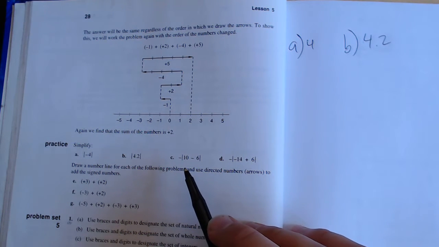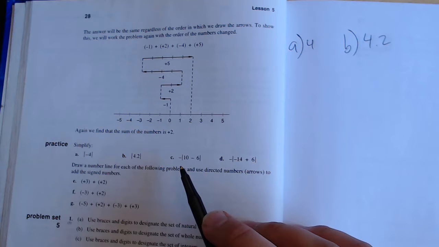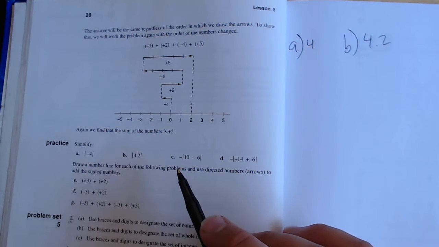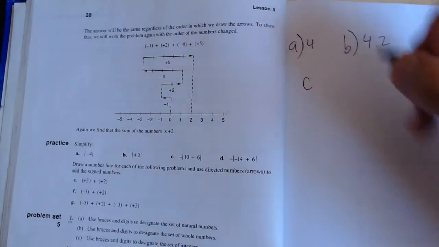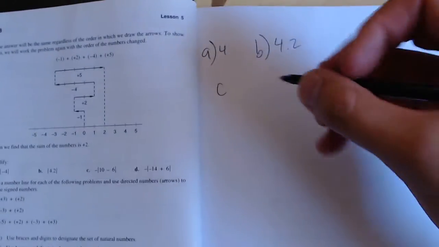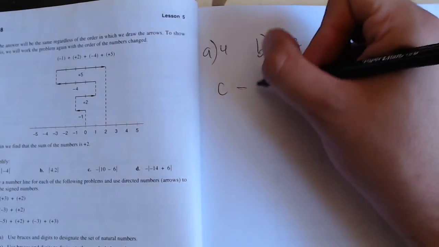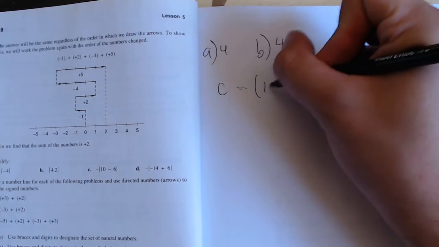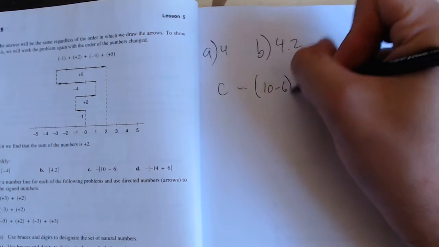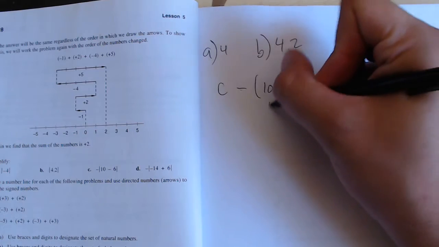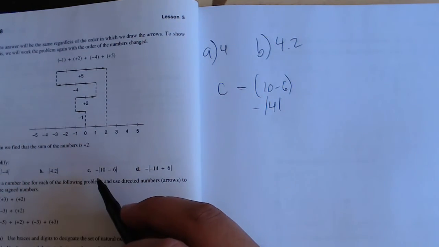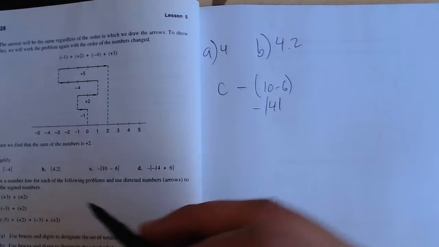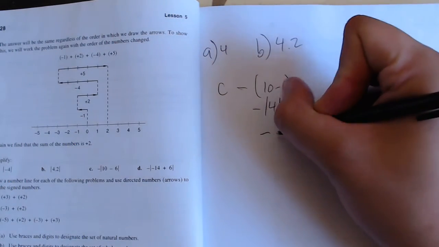Now C gets a little tricky. We have the negative absolute value of 10 minus 6. So for C, what we do is we perform the operation of 10 minus 6. 10 minus 6 gives us 4. That's in absolute value. But this negative, as you can see on the paper, is outside of the absolute value. So the final answer is just going to be negative 4.